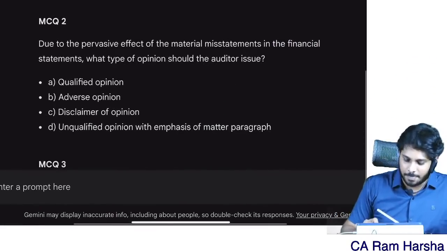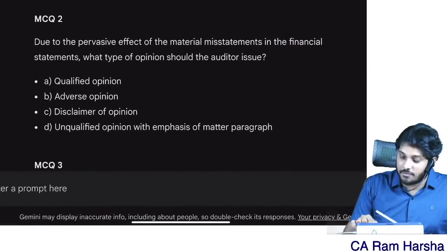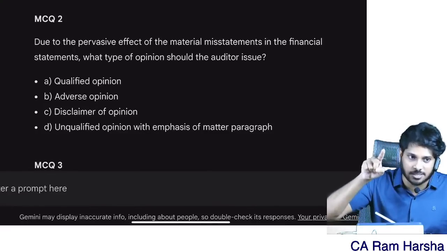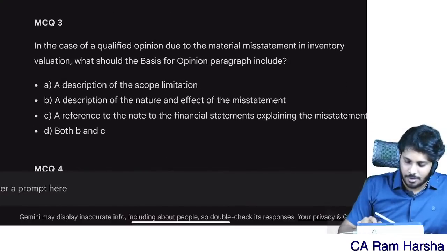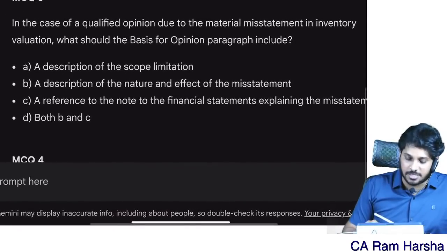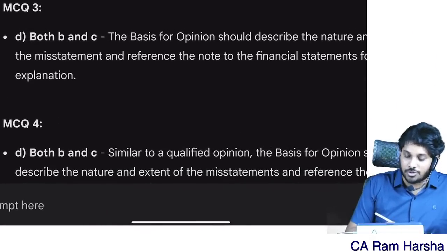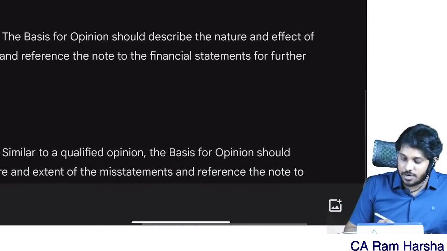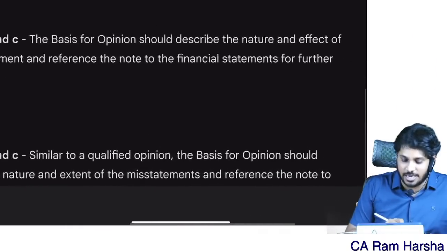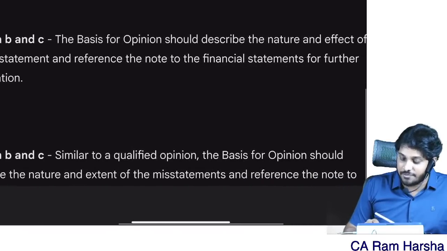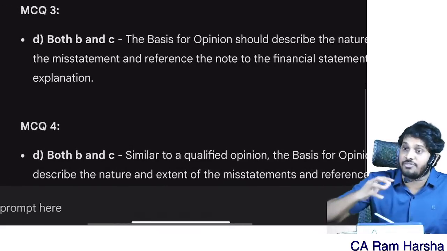Adverse opinion. Second one, due to pervasive effect of the MMS in the financial statements, what type of opinion? Obviously, pervasive effect of the MMS, adverse. In case of qualified opinion due to MMS, MCQ3, already we solved, no? Option number D, both B and C. Basis for opinion should describe nature and effect of the misstatement and reference to the note of the financials for further explanation.